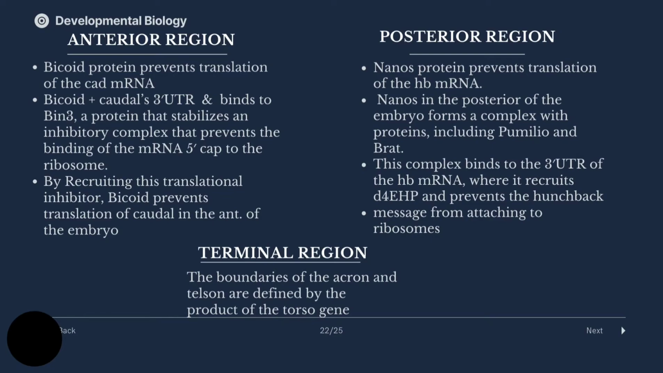And what happens in the posterior region is that the nanos protein prevents the translation of hunchback mRNA. That is, the nanos in the posterior region of the embryo forms a complex with proteins called Pumilio and BRAT. And this complex binds to the 3' UTR region of the hunchback mRNA, where it recruits another protein called d4EHP and prevents the hunchback message from attaching to the ribosomes. That is, the hunchback protein cannot get translated in the posterior region of the embryo.